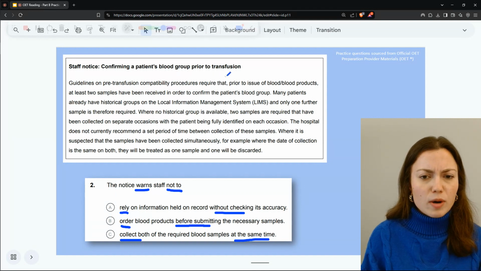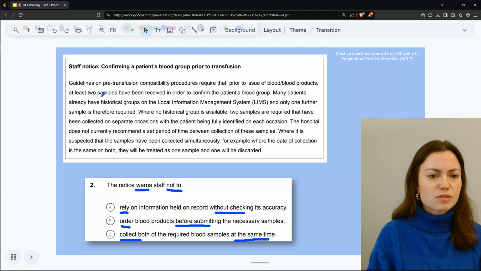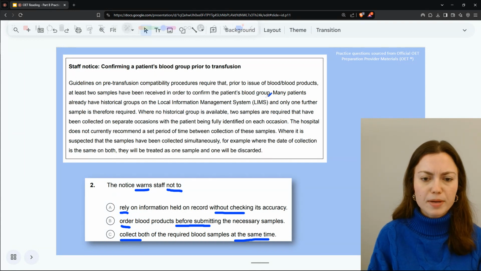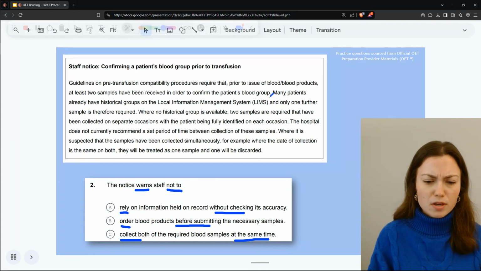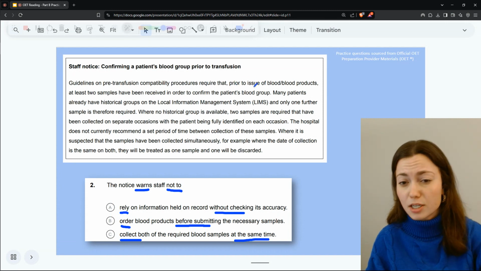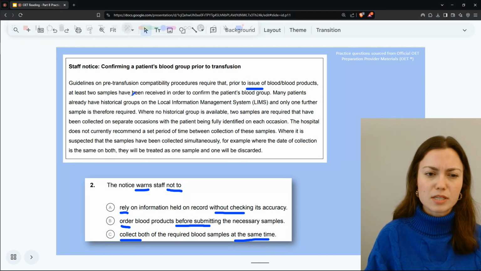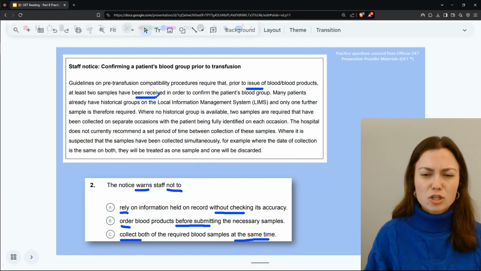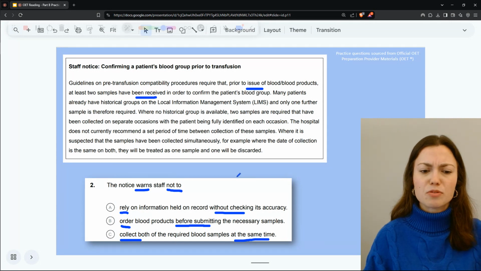It requires that prior to issue of blood or blood products, at least 2 samples have been received in order to confirm the patient's blood group. Okay, so the wording of B is interesting. Order blood products before submitting the necessary samples. So we have to sort of flip it in our minds here. They're saying prior to the issue of blood products, at least 2 samples have been received. So it's not an issue so much with the ordering of the blood products, but the actual giving of the blood products. They need the samples before that.